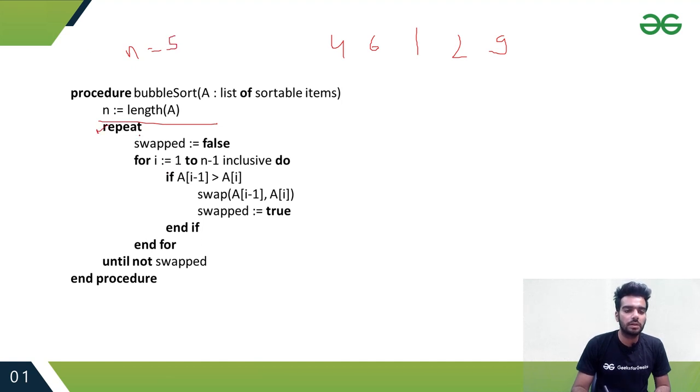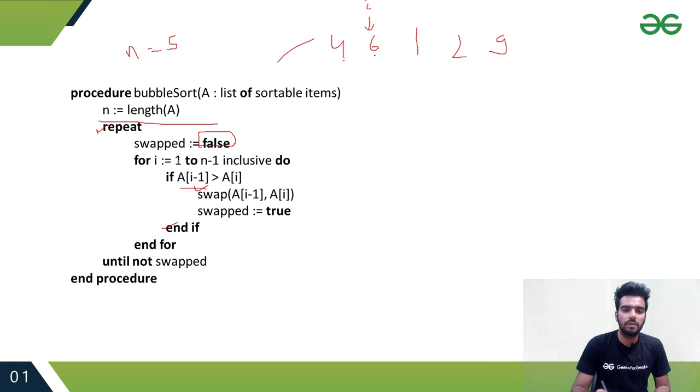Now it repeats; there is a loop. Swapped is equal to false. First it is false. Now for i equal to 1, i will start from 1 to n minus 1. i is pointing to this value, that is 1. What we have to do is check if a of i minus 1, which is 4, is greater than a of i? No, it is not greater than. If it were, then we would have to swap, but it's not.